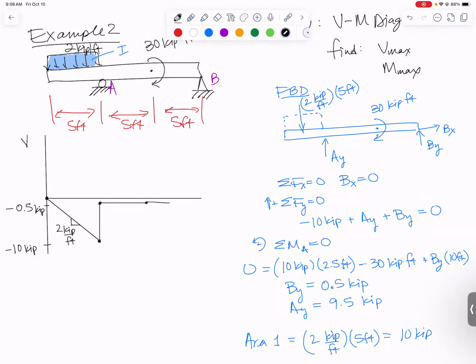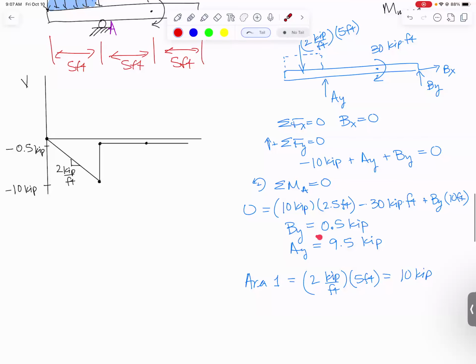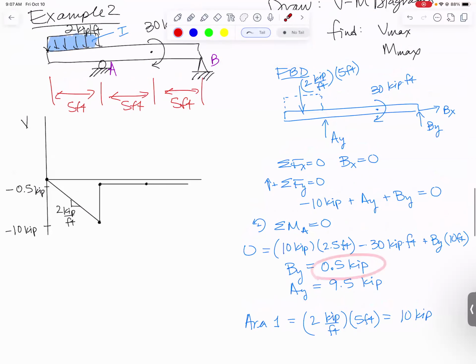Then we keep on going with our horizontal slope till we get to the end of the beam, where we have another point force, BY, that acts upward. So BY was 0.5 kips. That's really good news because that means we're going to end up right back up at 0 at the end. And there's our whole shear force diagram. The absolute value of Vmax is going to be 10 kips.